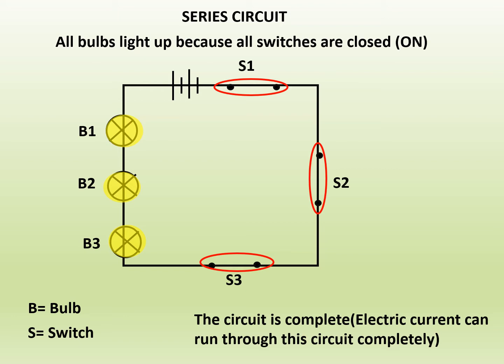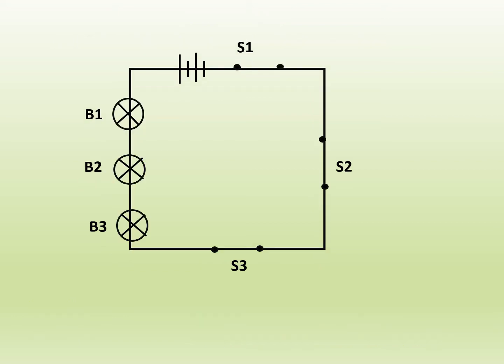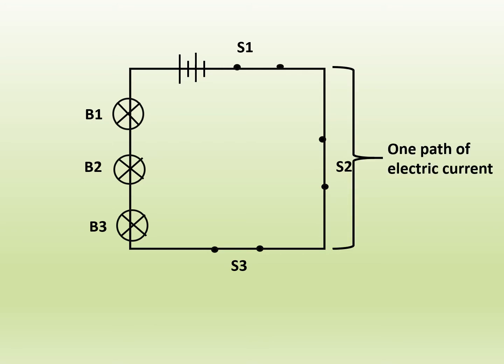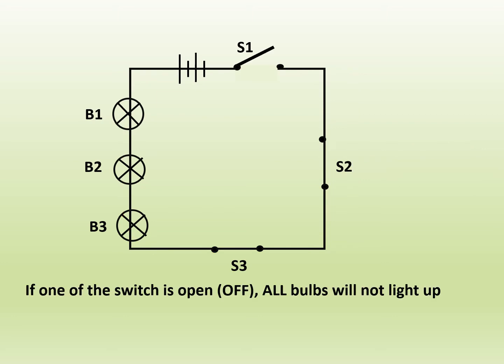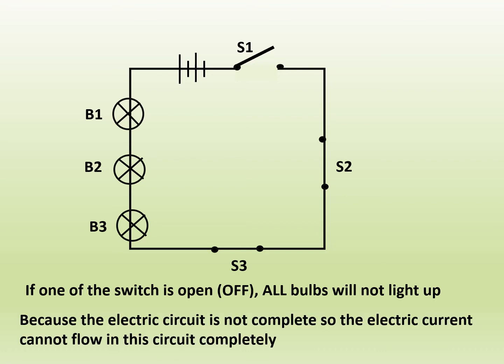Apabila kesemua switch tertutup, maka litar menjadi lengkap dan arus dapat mengalir dengan sempurna. We have learned that a series circuit has only one path of electric current. So, if one of the switches is open or off, like you can see here, for switch 1 here is open, all bulbs will not light up. This is because the electric circuit is not complete, so the electric current cannot flow in this circuit completely as it stops here at switch 1.